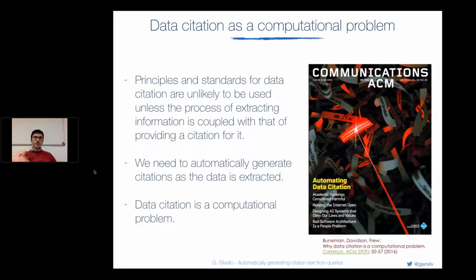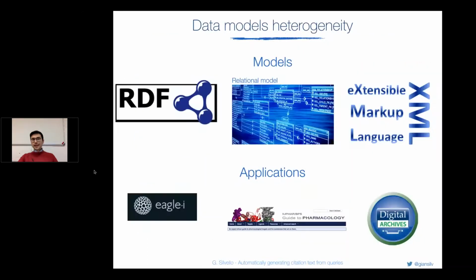And this aspect of data citation has recently been stated as a computational problem in the CACM in September of 2016. Basically, how we extract the data, how we retrieve all the relevant information about the data set we want to cite in order to create a citation, and how we do this in an automatic way is considered a computational problem. So we started from this consideration to do our work.